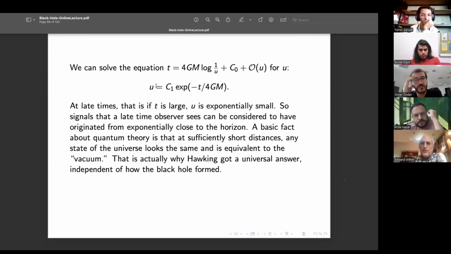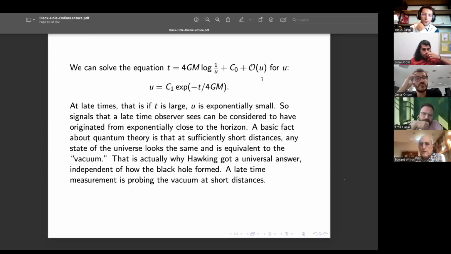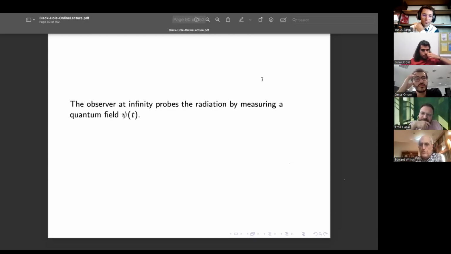Okay. So nothing about this formula depends in an essential way on either U or T. What the formula shows is that as T goes on, U becomes exponentially small. There is a constant in the relation that depends on how you set your watch and how you define U. But the important statement is that as T goes on, U becomes exponentially small. And that means that late time measurements are observations of quantum fields at exponentially small distances near the horizon. And since every state looks like the vacuum at short distances, that's why Hawking got a universal answer independent of how the black hole formed. A late time measurement probes the vacuum at short distances.